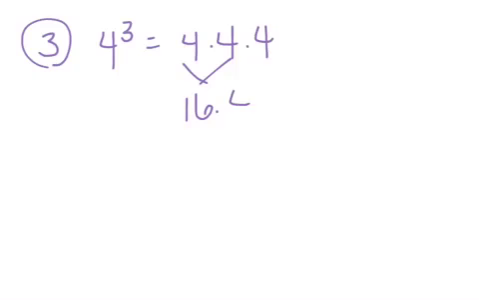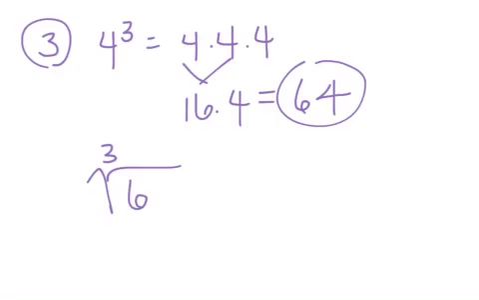All right, number 3, 4 cubed, of course, is 4 times 4 times 4. 4 times 4 is 16. 16 times 4 is 64. And if we took the cube root of 64, we know that would be 4.